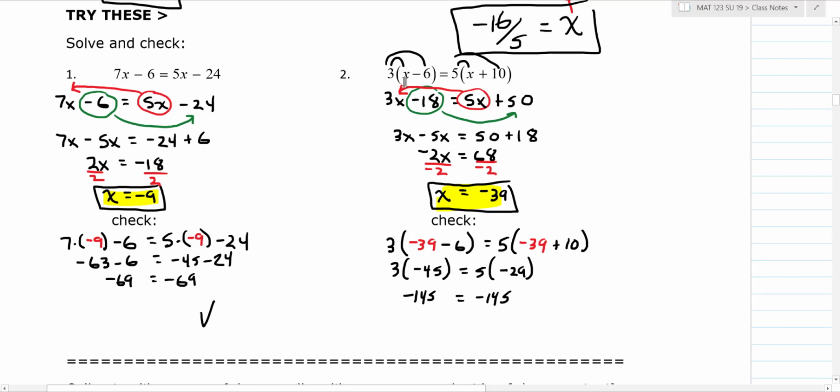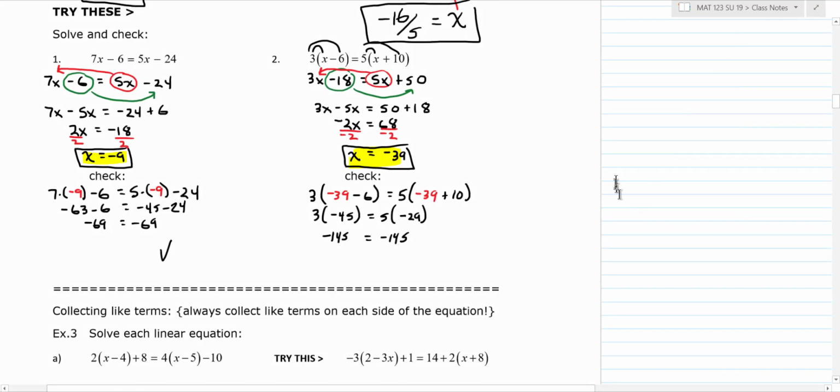This one you start with the distributive property, so 3x minus 18. You got to watch the distributive property, make sure you don't make mistakes on that. 5x plus 50. Then again, I decided to move the 5x, so it became negative. Move the negative 18, it became positive. So I've got negative 2x equals 68. Divide by negative 2. You have a positive divided by negative is a negative. Okay, so then it checks out. You can see how I did the checking. So that's what you should have come up with on that problem.